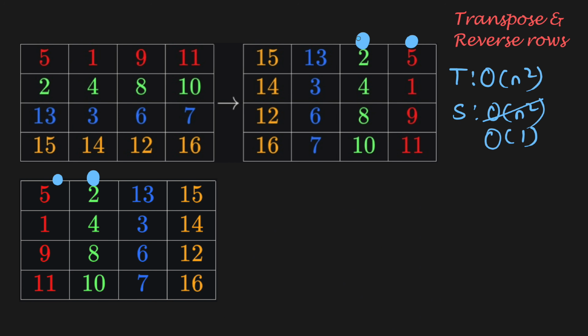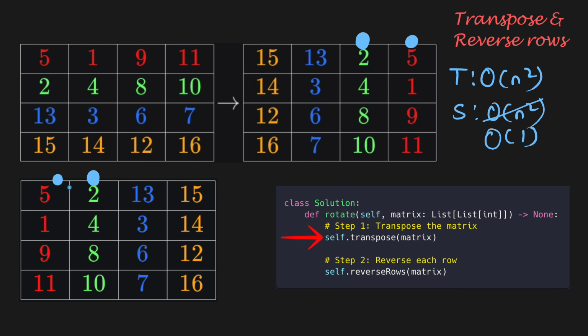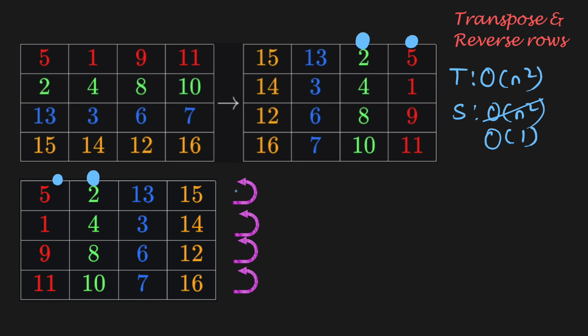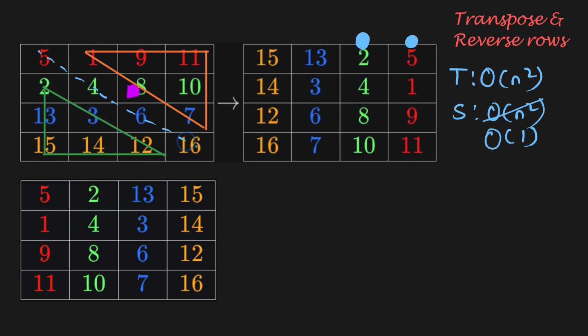So this leads us to the simplified idea where we should first transpose the matrix and then we should reverse each row in the transpose matrix and it becomes a rotated matrix. And now let's see how we can transpose the matrix. We can transpose the matrix by swapping elements above the diagonal with the elements below the diagonal.